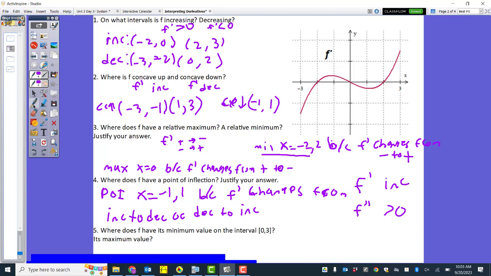Minimum here and here. Those are our relative minimums, at x equals negative 2 and 2. We need to figure out where's going to be the absolute minimum. So if we look, we're only looking from 0 to 3, so really we're looking just at, well, if I can erase enough.